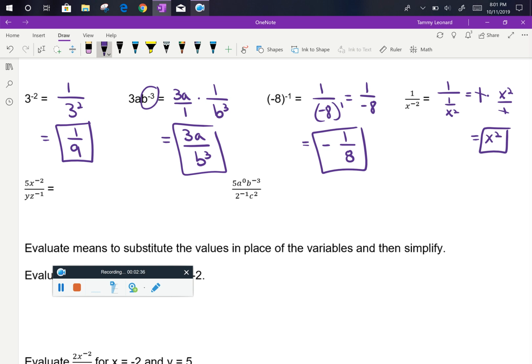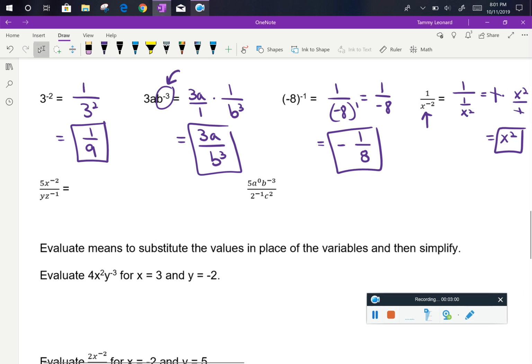A lot of times it helps to think of the negative exponent as telling us that the variable is where it doesn't want to be. So when we had a problem like this, where the variable was in the numerator, we moved b cubed to the denominator. But here we have a variable in the denominator, so the negative exponent is going to move it to the numerator.